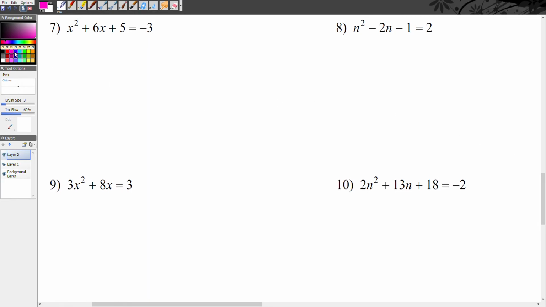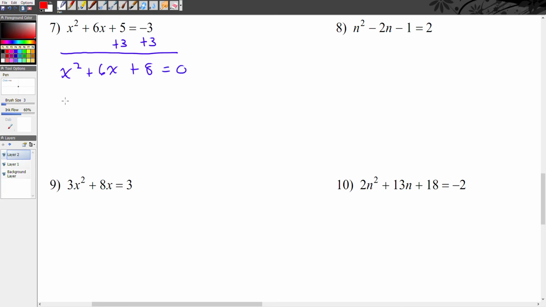All right. Number 7, x squared plus 6x plus 5 equals negative 3. Again, I need this to be equal to 0, right? So I need to get rid of this negative 3, so I'm going to add 3 to both sides. And this gives me x squared plus 6x plus 8 equals 0. And now I can factor.